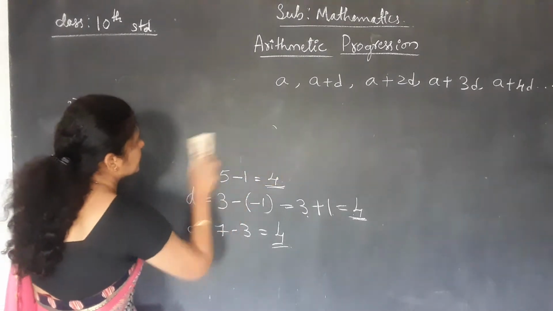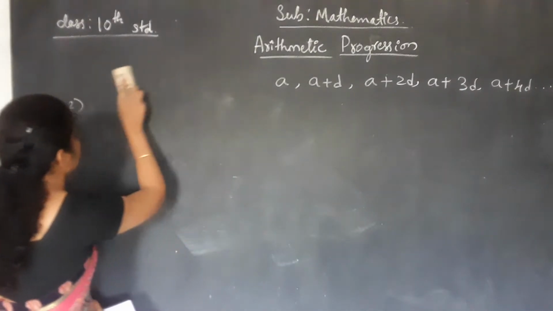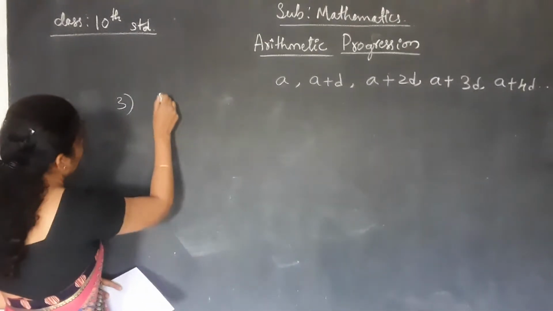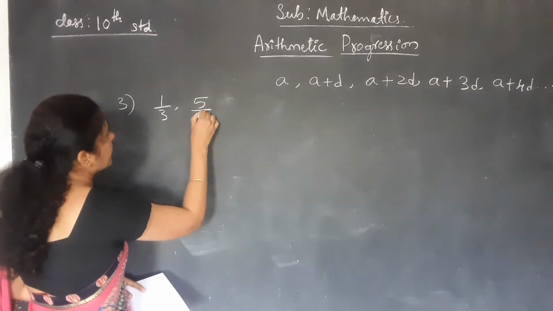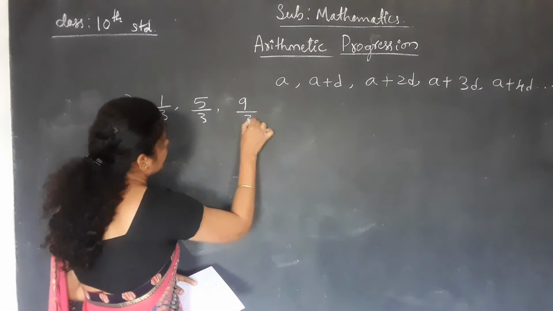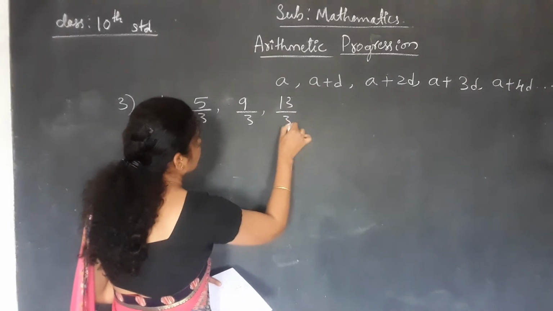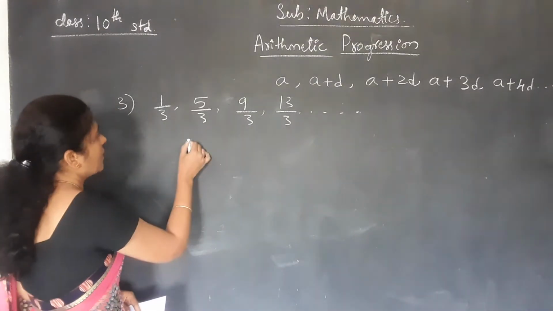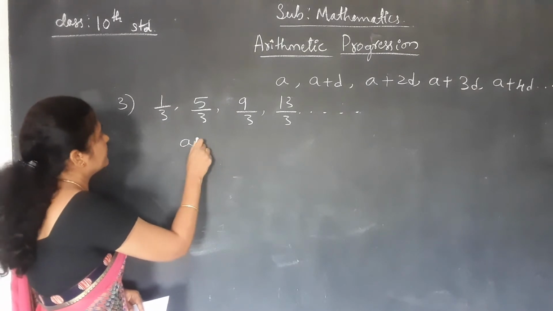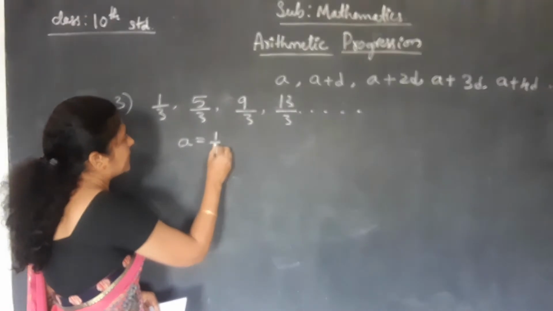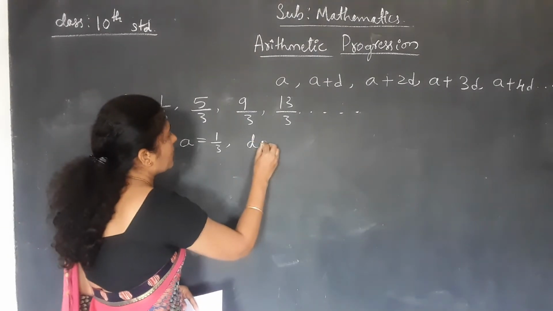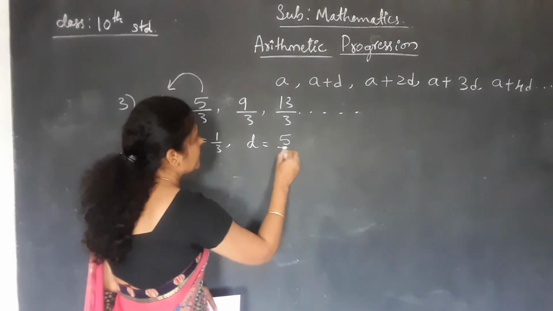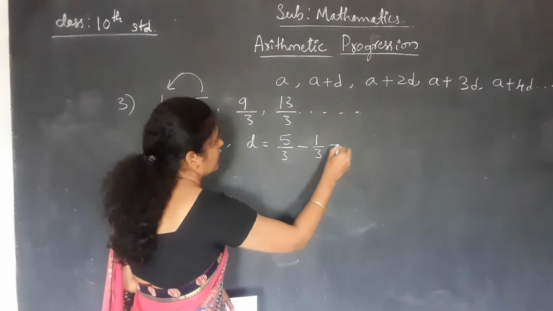Okay. Let me solve one with fractions. Third one, fractions: 1 by 3, 5 by 3, 9 by 3, then 13 by 3. This is your arithmetic progression. We have to find the common difference. The first term, by observation, is 1 by 3. Common difference D is the second term minus the first term. That is 5 by 3 minus 1 by 3.